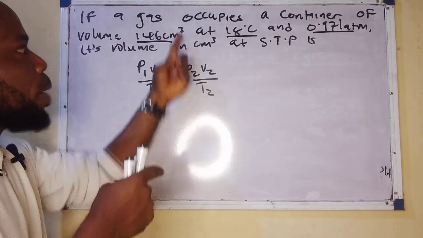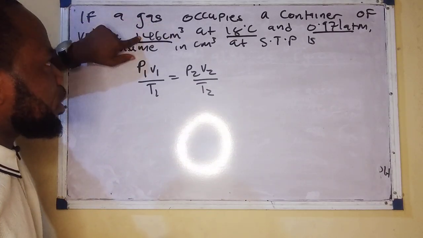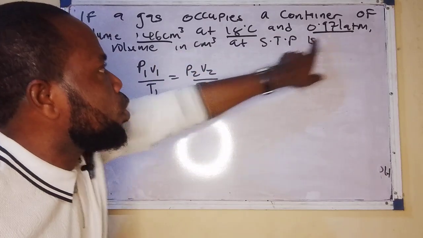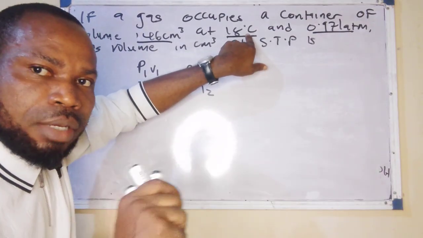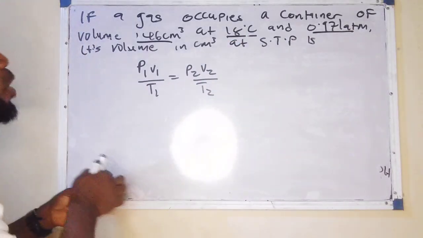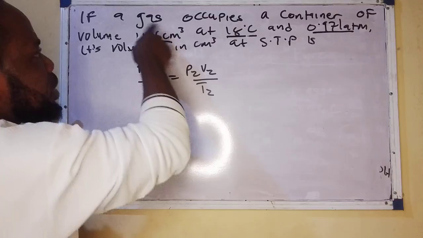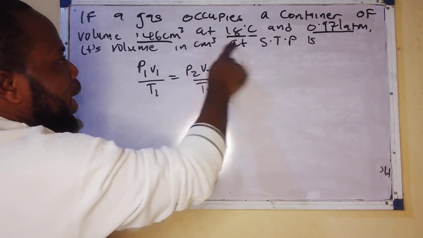Now, if you look at it, go back to the question without rushing it, though it will be fast. They gave us volume, this is my V1, the first volume. And of course, this is my first pressure. What is my first temperature? This temperature, I need to convert it to Kelvin by adding 273. Now, at the end of the question, there's something that they made mention of here. They said what will be its volume in cm cube at STP.